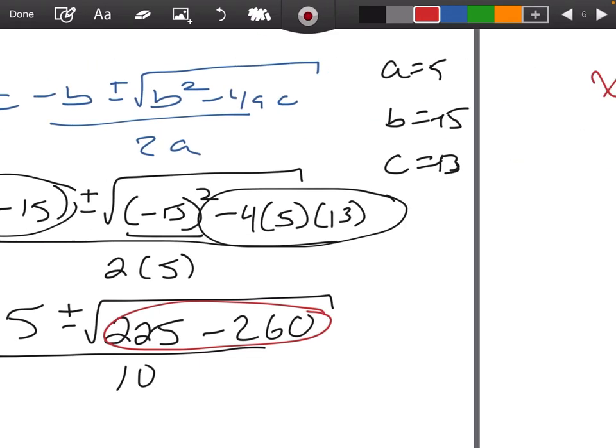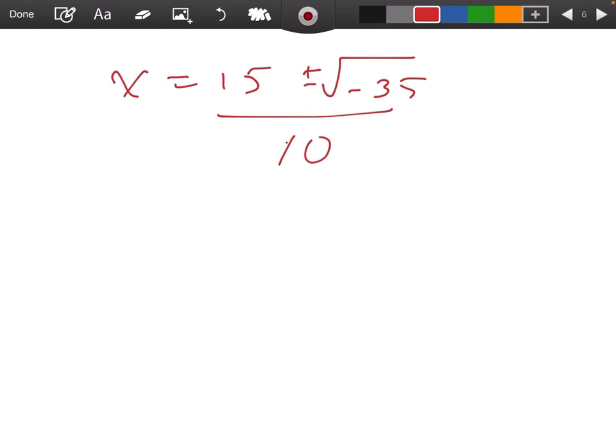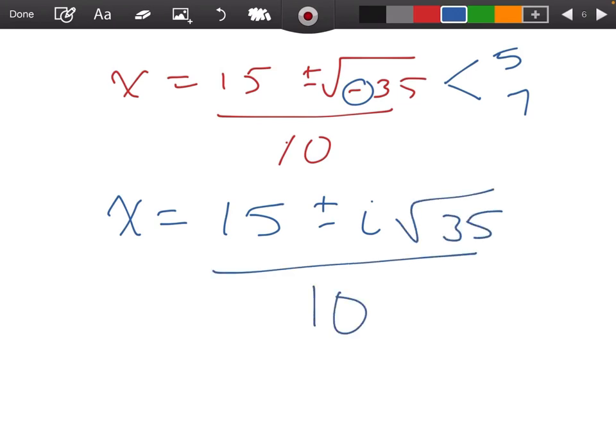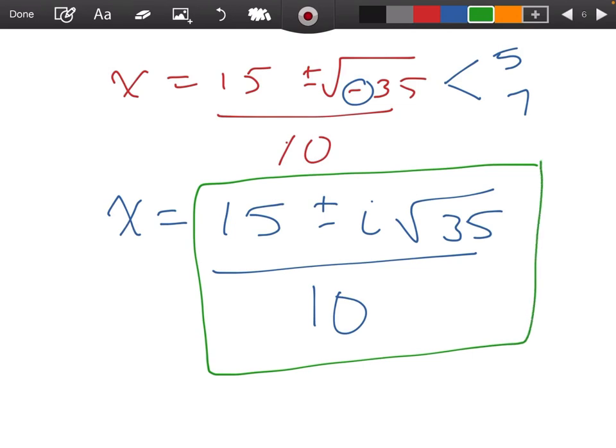Yeah, over 10. Okay, so y'all, first thing is, because there's a negative, we already know that an i is going to come outside, right? Now 35 is 5 times 7, but I don't have any pairs, so I'm just going to leave that as 35, and this is over 10. In my lab, y'all, the only thing you're entering in is this piece right here. You don't have to write the x equals. You would just write the 15 plus or minus i square root of 35, all over 10.